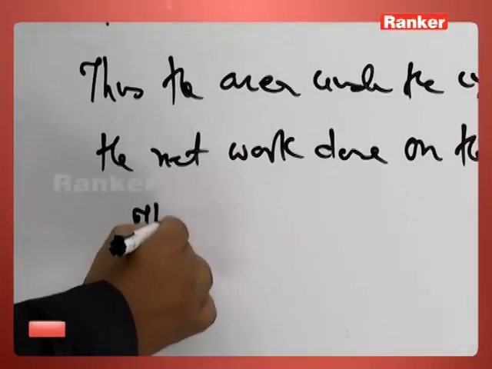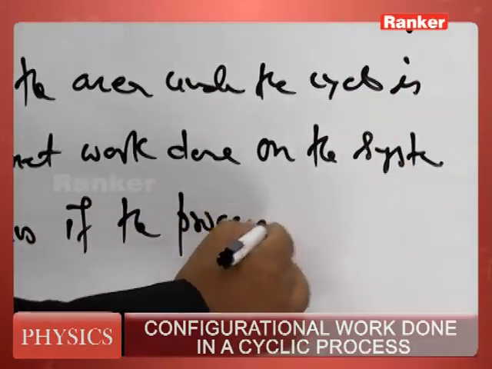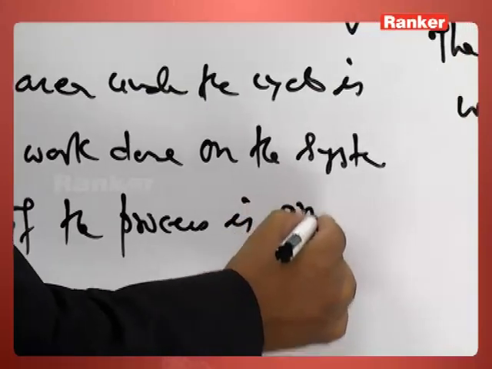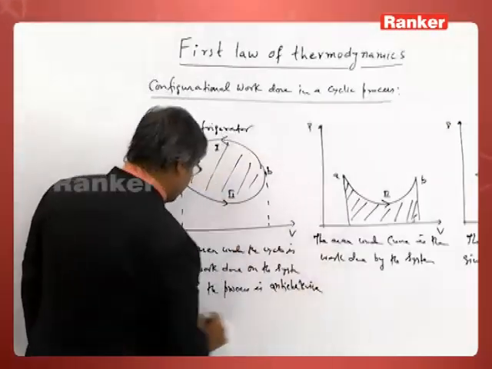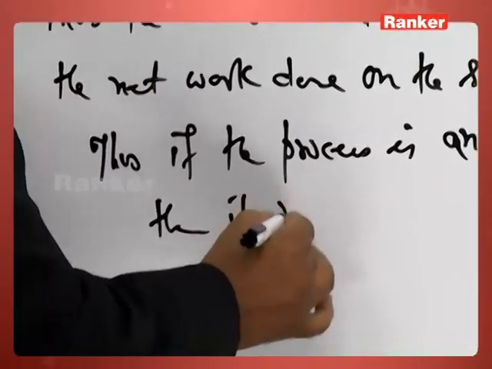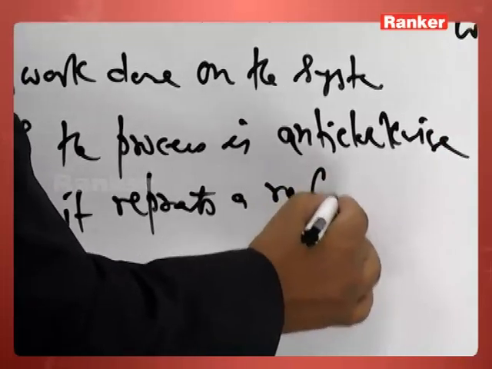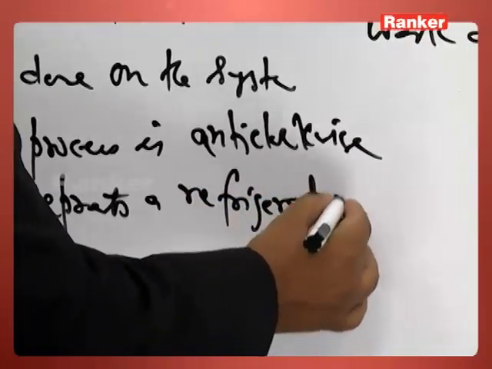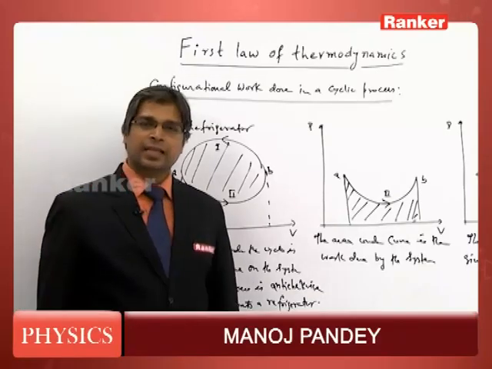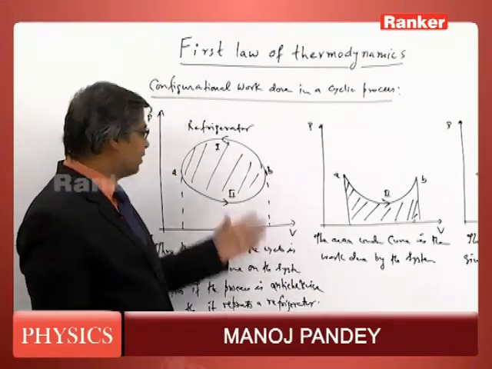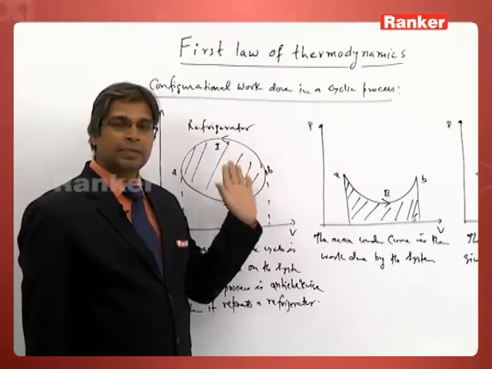Thus, if the cyclic process is anti-clockwise, then it represents a refrigerator. So we have two types of heat machines, engines and refrigerators. Refrigerators will be anti-clockwise and engines will be clockwise.